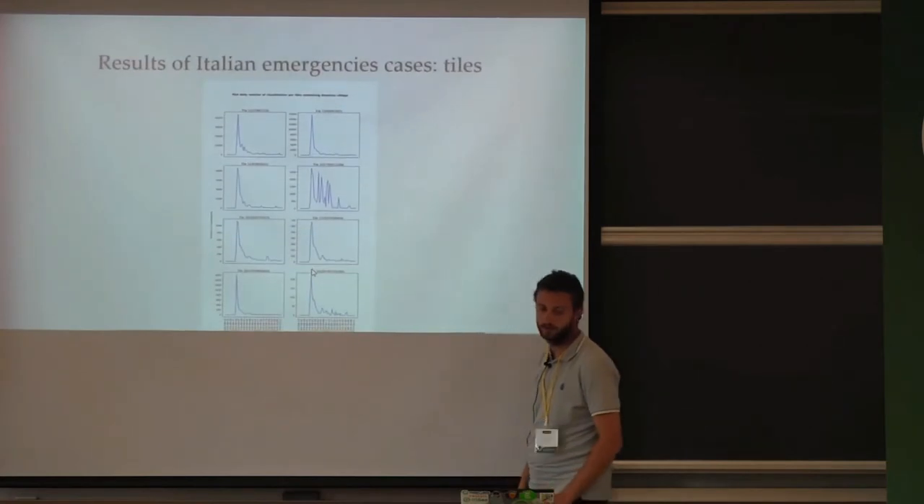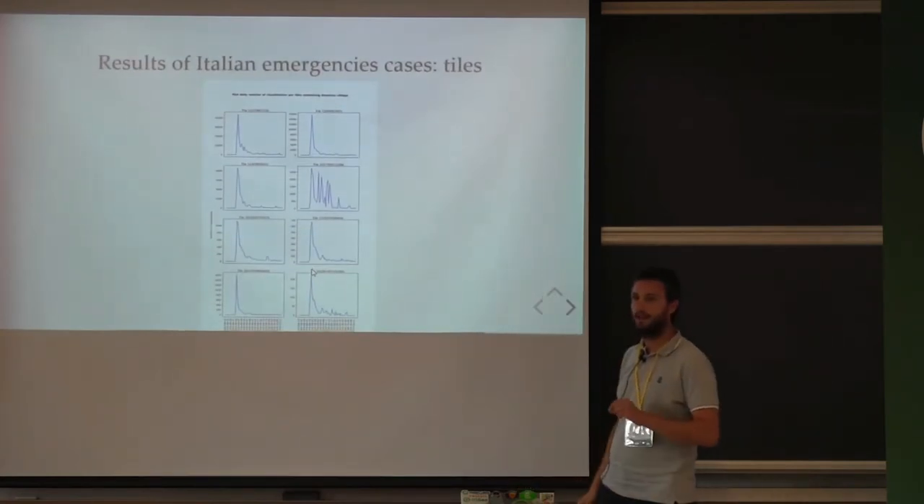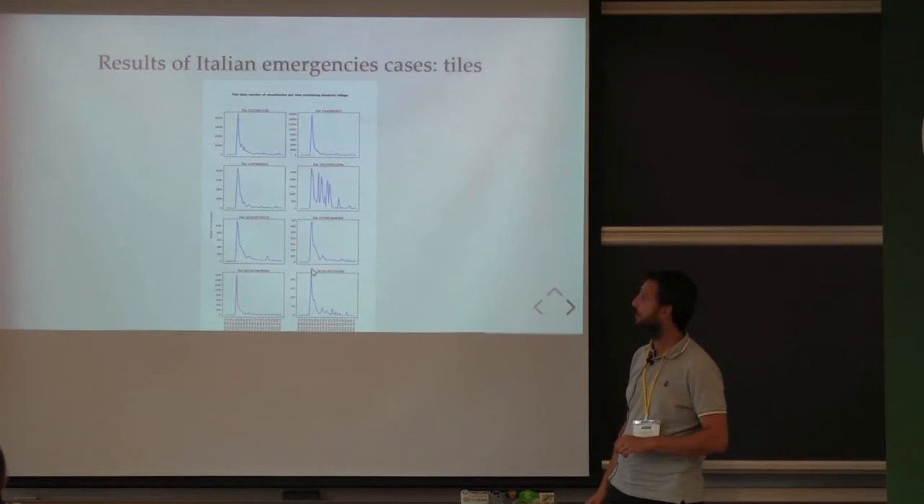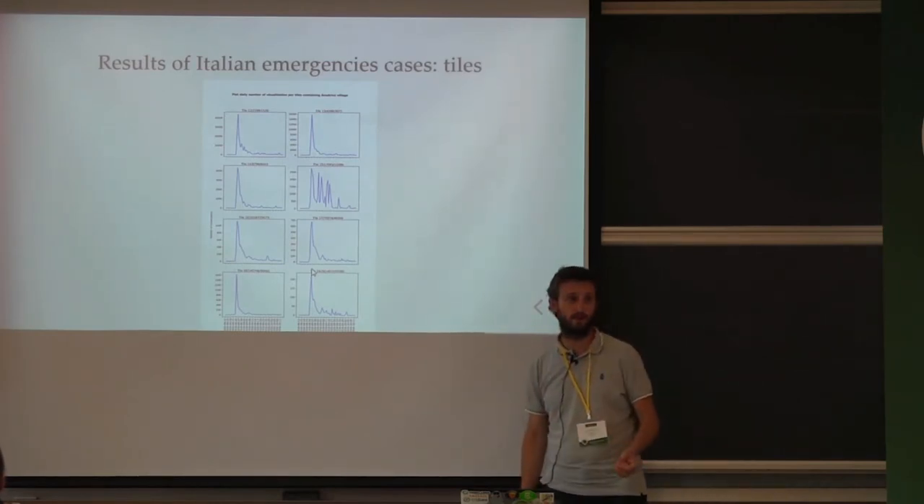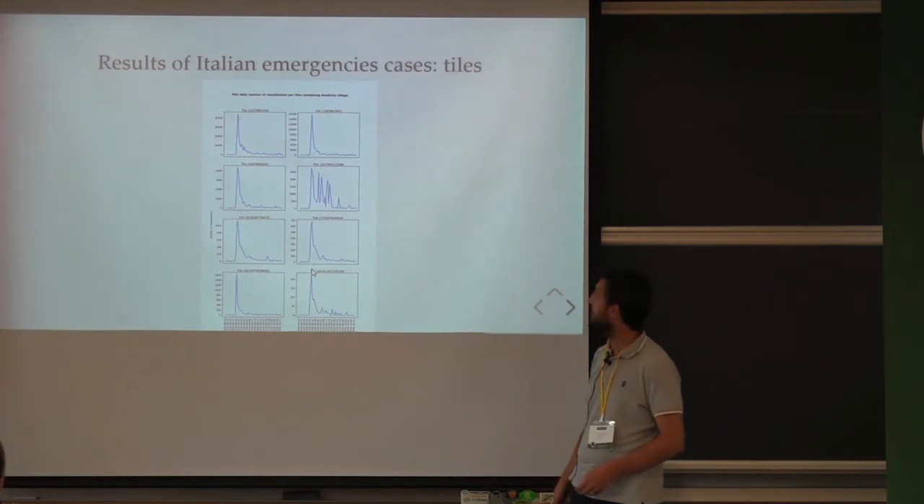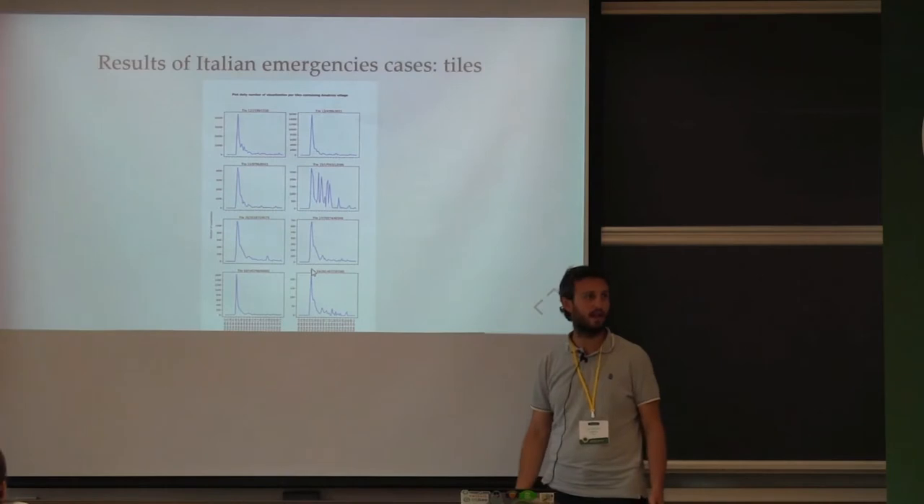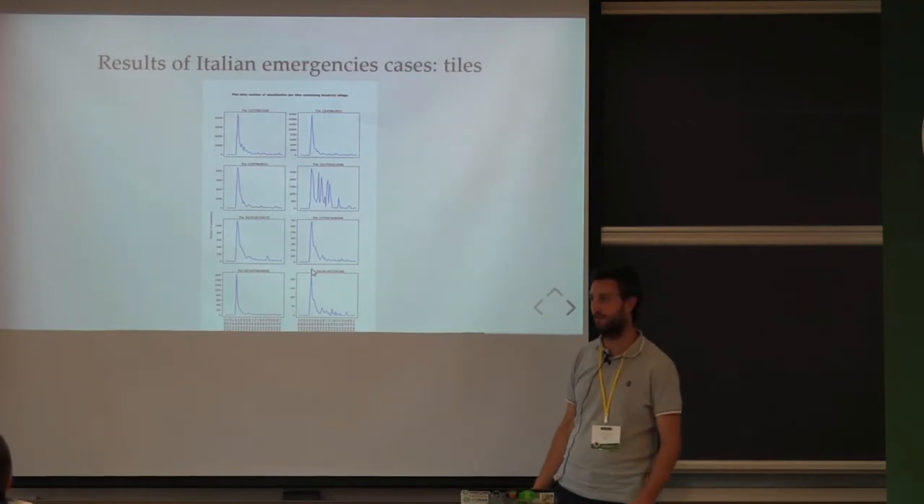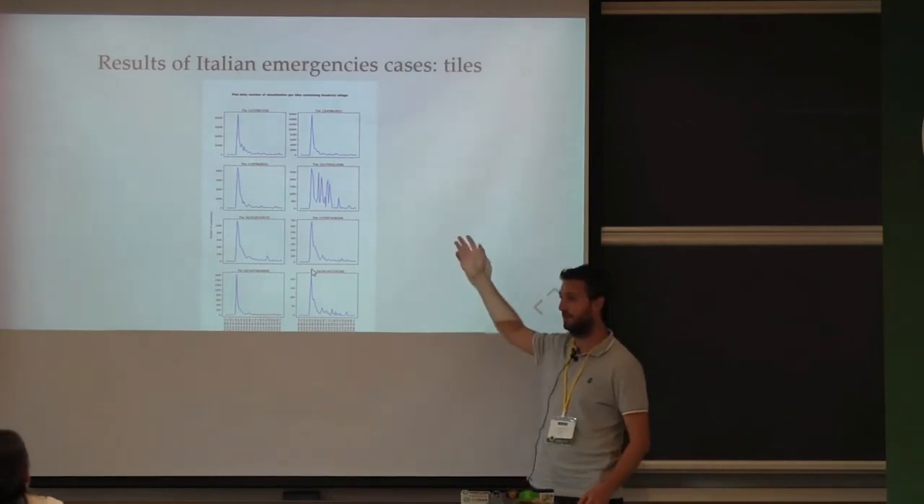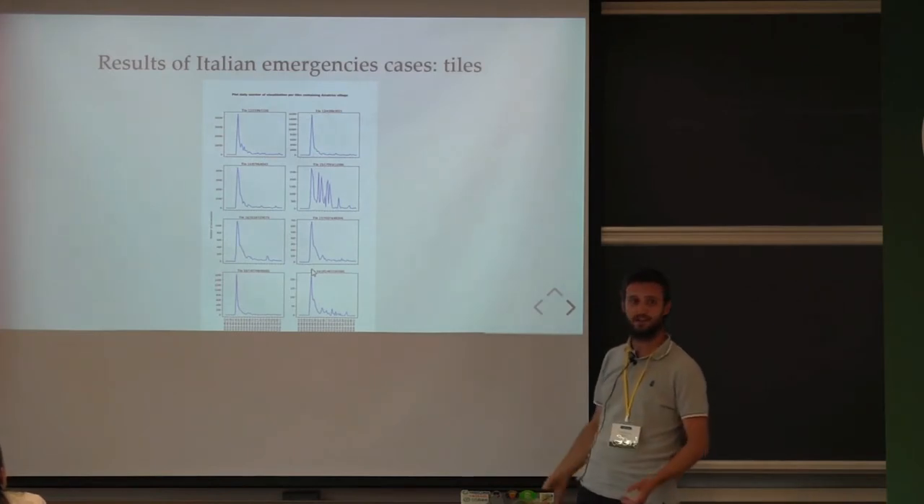We also checked the tile of Amatrice. Amatrice is one of the famous places where the earthquake struck, because the pasta amatriciana is quite famous around the world, and it comes from this village.